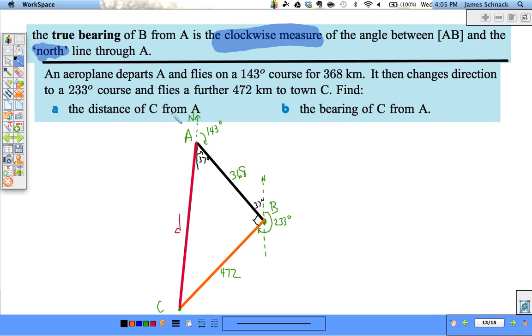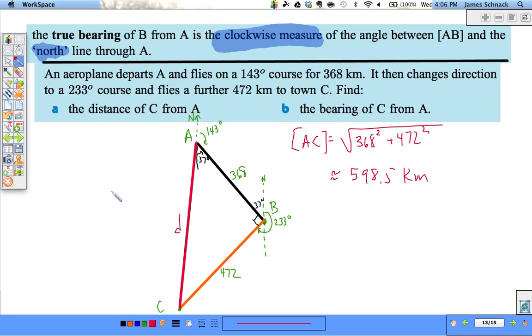So, distance of C from A. To do that, I hope you can put this together and see that to find D, it's going to be the Pythagorean theorem. So AC is equal to the square root of 368 squared plus 472 squared, and that ends up being approximately, it's not exact, approximately 598.5, and that would be measured in kilometers.